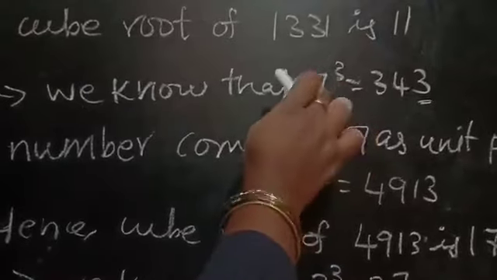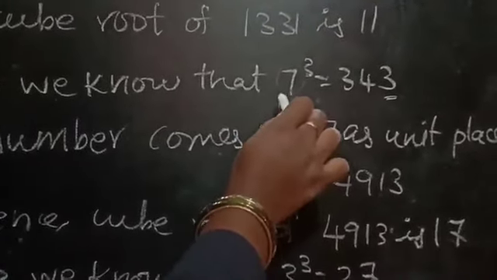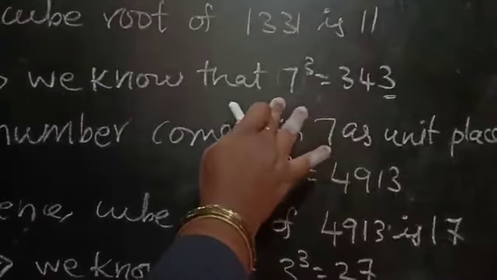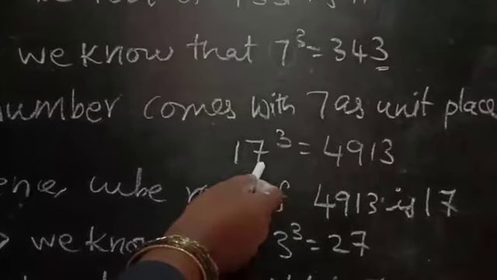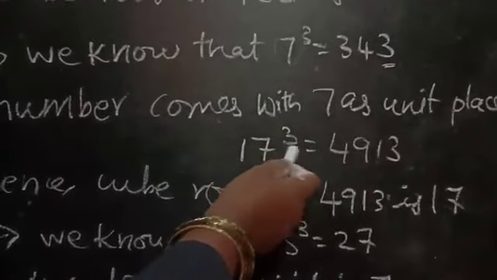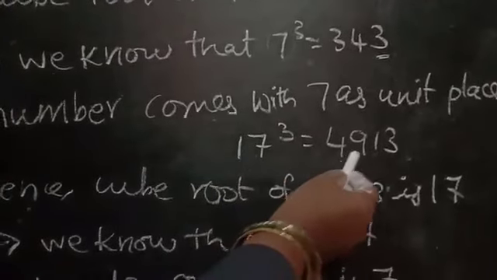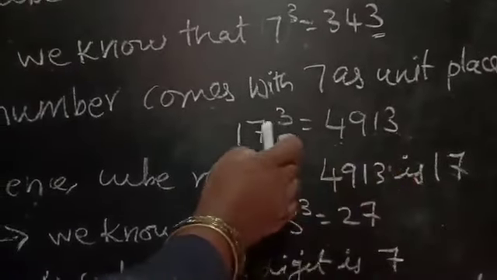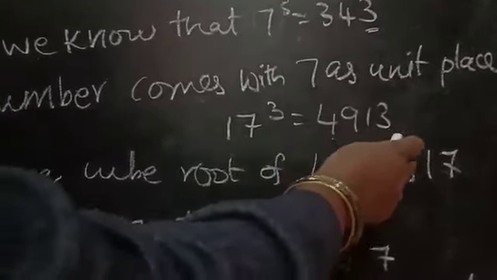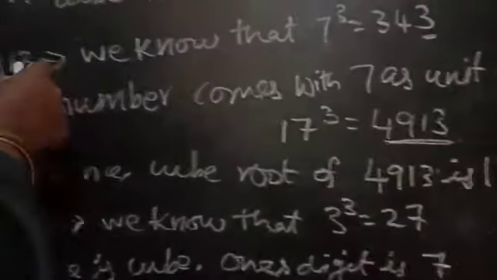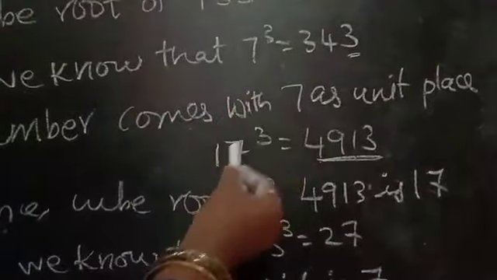After 7, when it comes in the 1 to 3 place, after 7 again, this is 17 only. Now the next number will get 7 in the unit place. So here we can identify 17 cube. 17 into 17 into 17, 3 times we should multiply and check. This is only for guess. So here we got 4913. The same number they have given here.